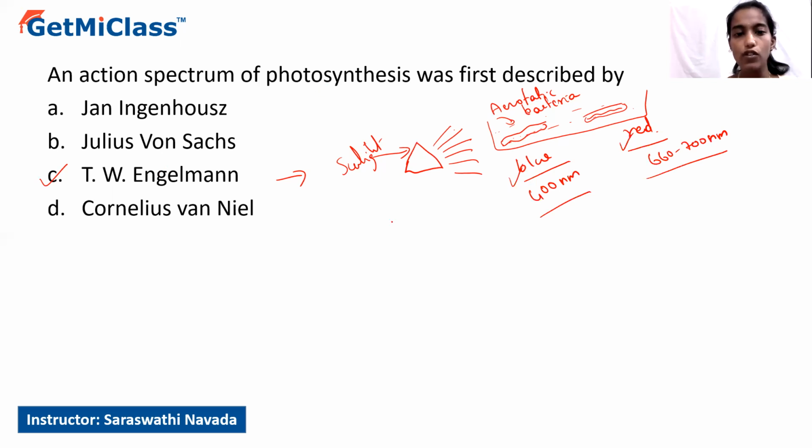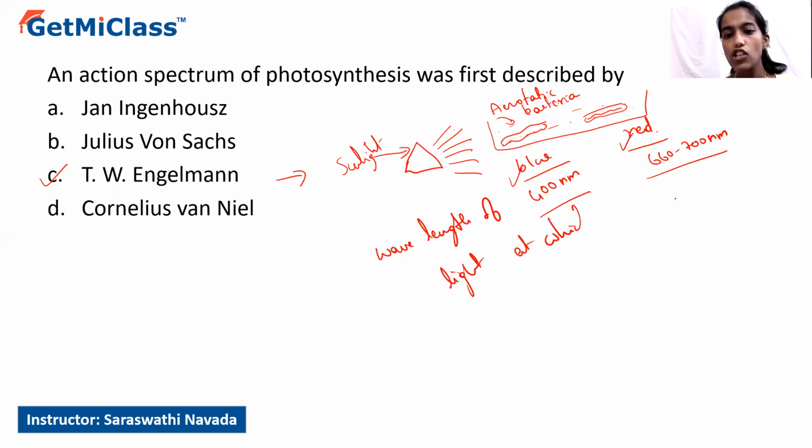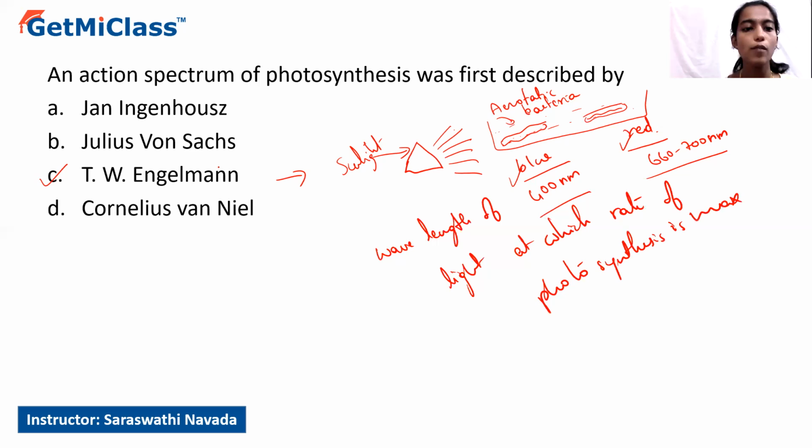where action spectrum refers to the wavelength of light at which the rate of photosynthesis is maximum. That is called the action spectrum. And this was demonstrated by T.W. Engelmann through his Cladophora experiment.